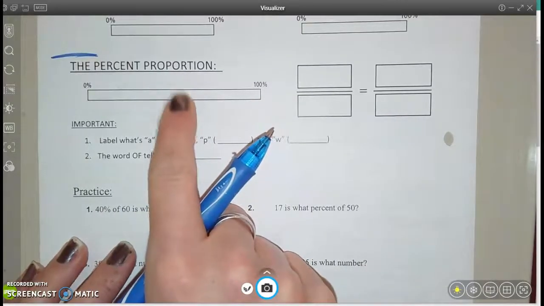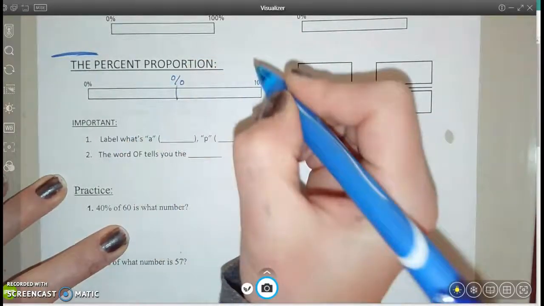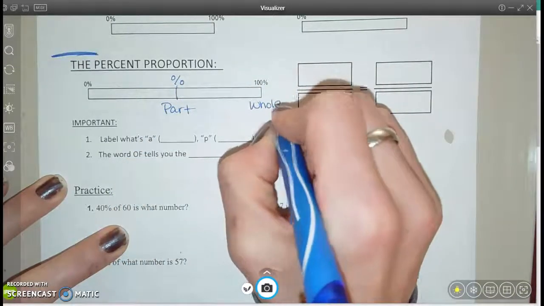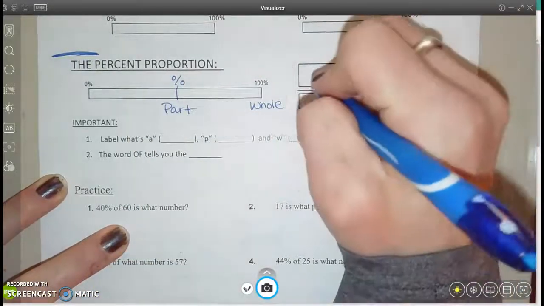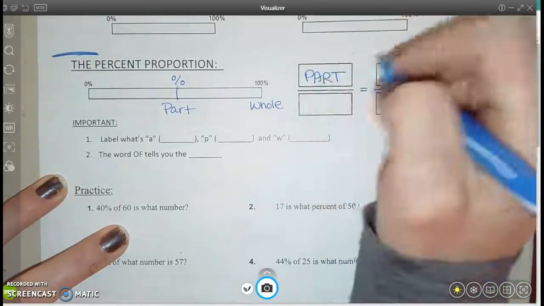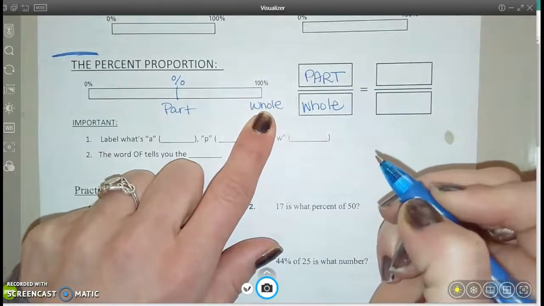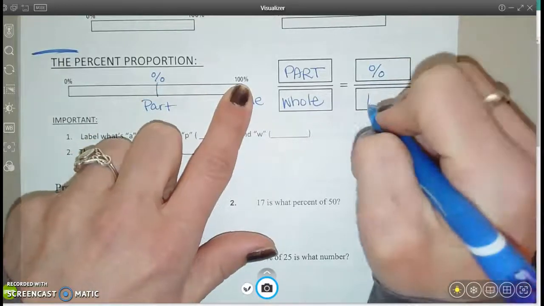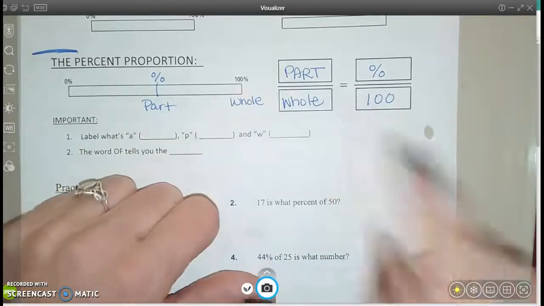This is on page 2. When we looked at our bars, we had the percent, we had the part, and we had the whole, or the total. If I rearrange these pieces into a proportion, I could write it like this: the part compared to the whole, like a ratio, is going to be equal to the percent over 100, 100%. And this is your percent proportion.